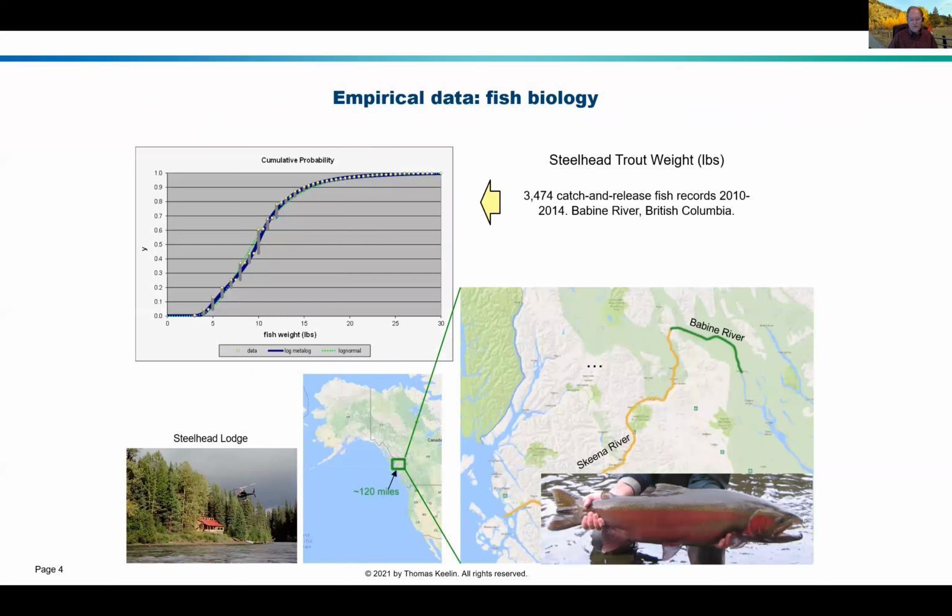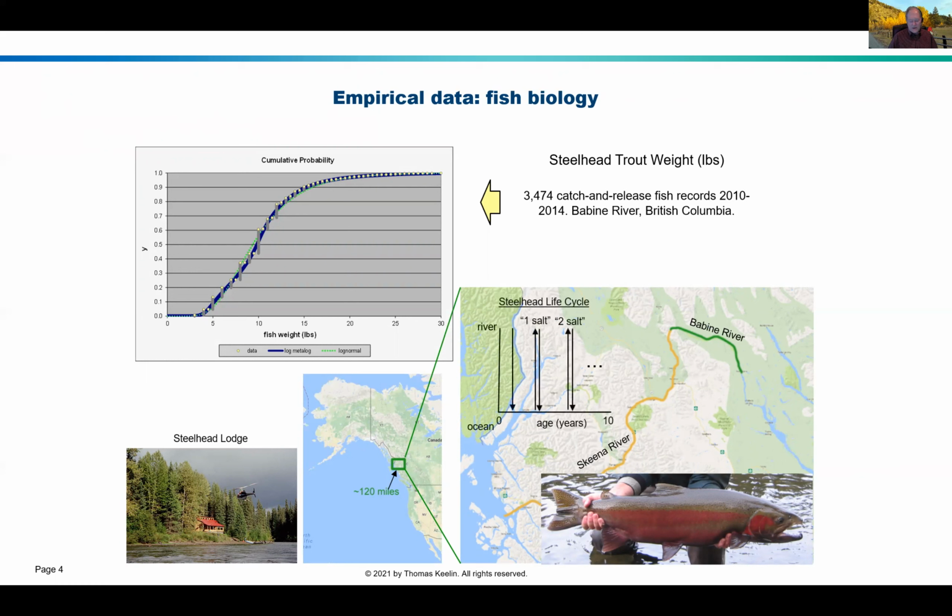Here is a set of empirical data shown on this CDF of 3,474 steelhead trout that were caught and released in the Babine River over the years 2010 to 2014. The weights of these trout are shown on the graph. They range typically from 4 or 5 pounds up to a maximum of around 30 pounds. It would be quite typical to fit a set of data like this with a log normal distribution or some other semi-bounded distribution that has a similar shape. We're going to fit this data both with a log normal and with a Metalog and look at the difference.